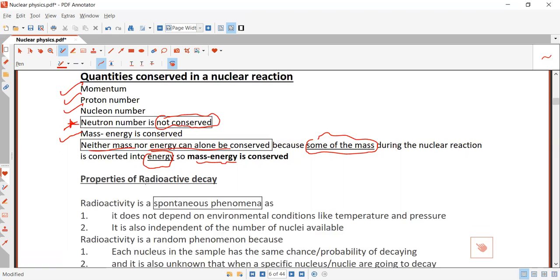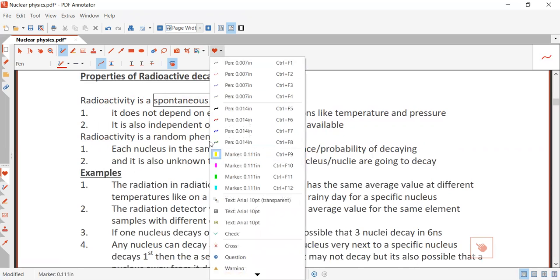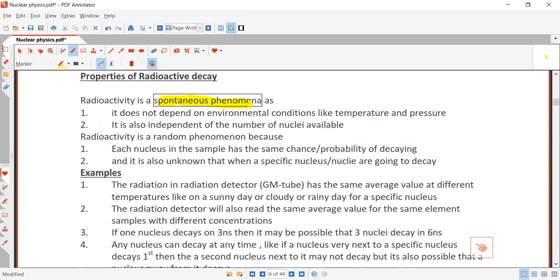Okay. So now, what are the properties of radioactive decay? Radioactive decay is a spontaneous phenomenon. First of all, what does it mean by spontaneous phenomenon? Spontaneous means natural, so it does not depend on environmental conditions like temperature or pressure. And it is also independent of the number of nuclei available, right?